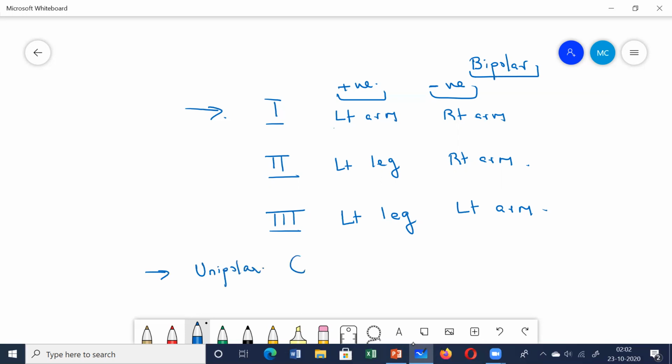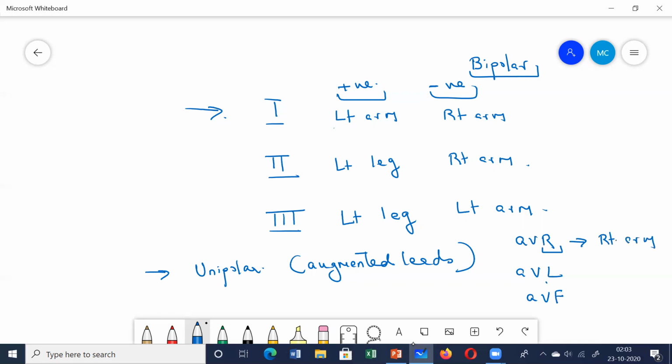Unipolar limb leads are also called the augmented leads. They are called unipolar because they do not have a negative electrode. They mainly have a positive electrode only. So what are the different unipolar limb leads? These are again 3: AVR, AVL, and AVF. Right from the name you can understand, this is going to be the position of the positive electrode. R is going to be the right arm, L is for your left arm, and F means foot. So this is the way you remember: F, foot, means your left leg.